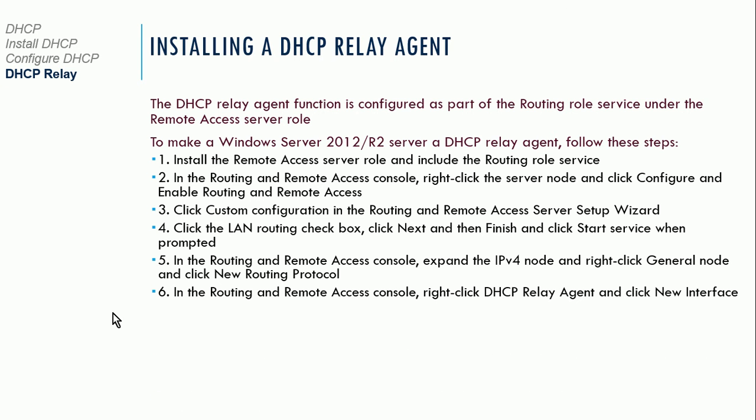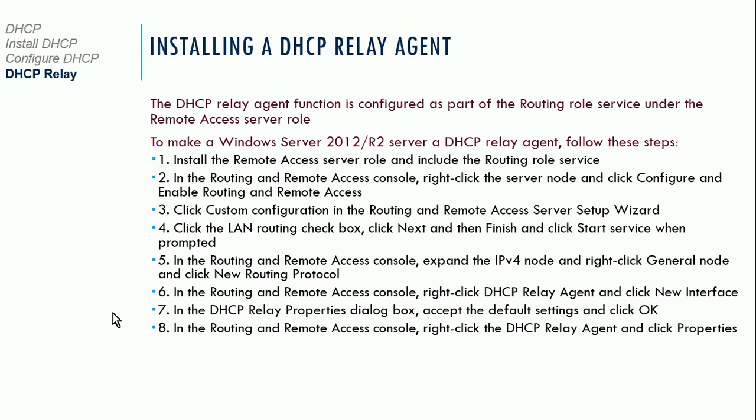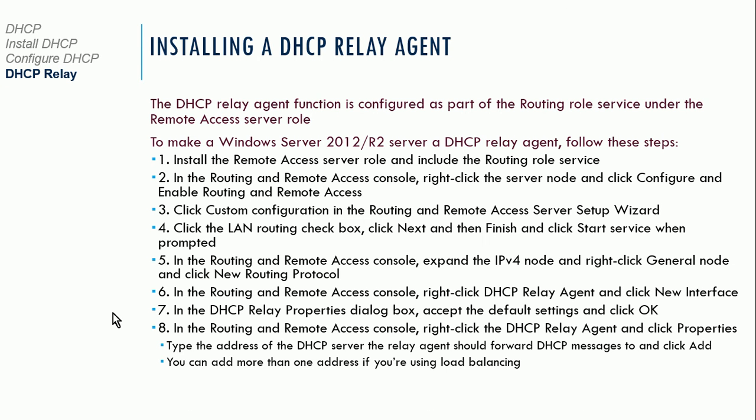Then in the console, you right-click DHCP Relay Agent and click New Interface. In the DHCP Relay Properties box, accept the default settings and then click OK. Pretty straightforward, right? Then right-click on DHCP Relay Agent and click Properties. So those are basically the steps to set up a DHCP relay server. When you're done, you click OK, and you'll have your DHCP relay running.